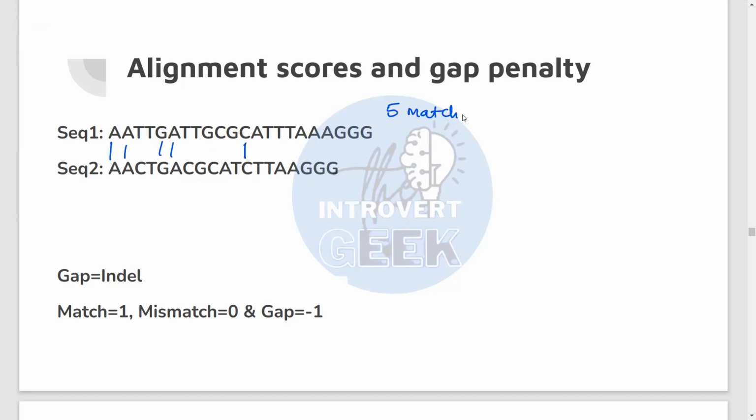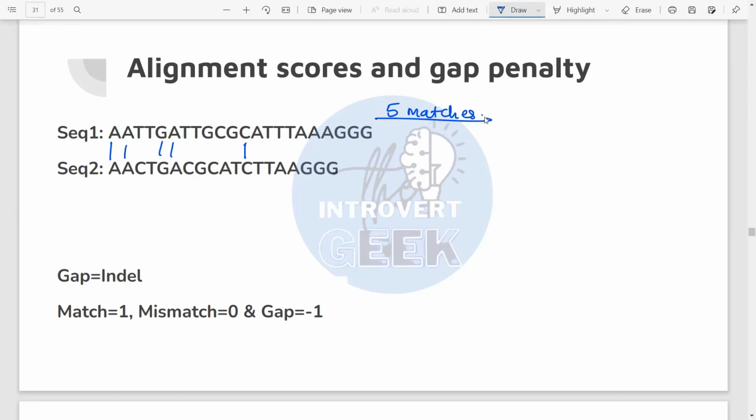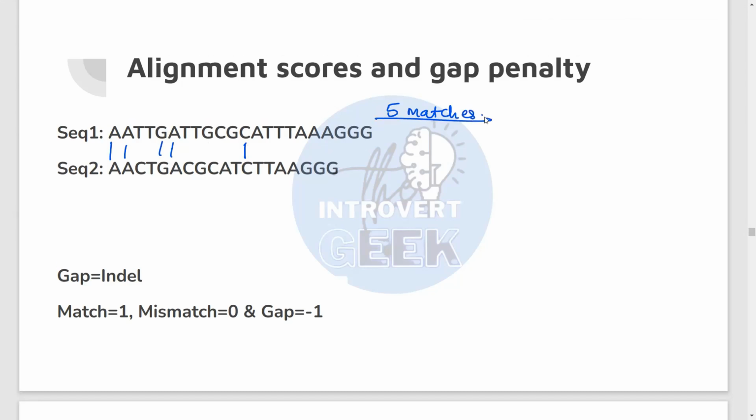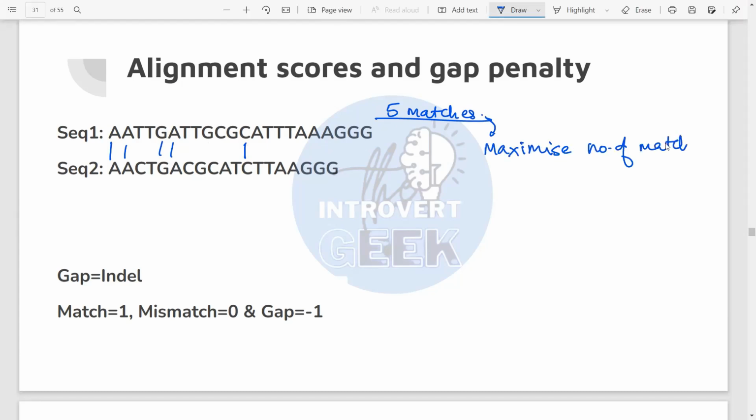5 matches. Now, how will you maximize the number of matches? How can you do that? Try. I will write the answer over here, but I want you to try. So the first sequence, I am keeping it the same, just taking this: A triple T, double A, G, G, G.